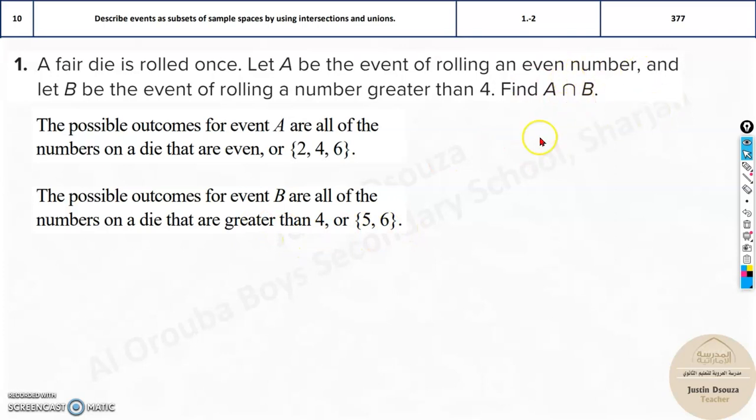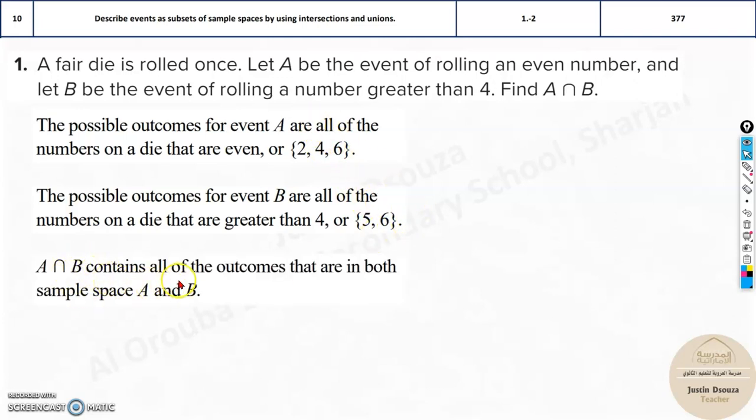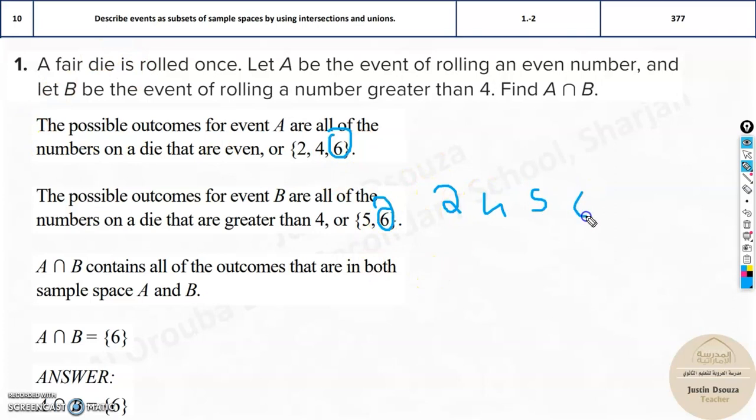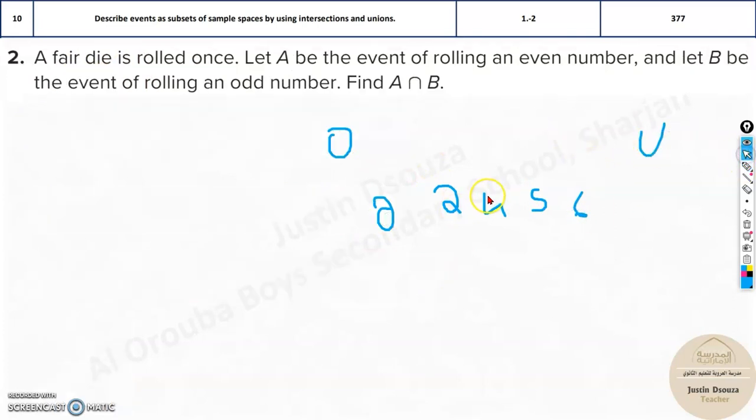Now A intersection B means the numbers that are there in both of these events. That is, A intersection B contains the outcomes present in both of these sample spaces. Whatever we write for an event, that's the sample space. Intersection means whatever is visible in both of these. That is only 6 over here. So the answer would be A intersection B is 6. Whereas union means all these outcomes together. It would be 2, 4, 5, and 6. That is union.